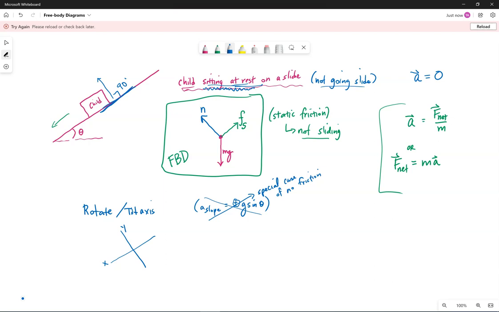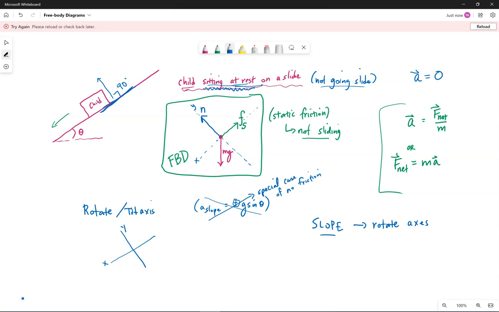So we're not going to jump to using this g sine theta, but what we are going to do is come up to our free body diagram we had. By rotating the axis, that puts the static friction force along this new x-axis, and it puts the normal force along this new y-axis. It turns out anytime we have an object either at rest on a slope or moving on a slope, we're always going to rotate the axes.